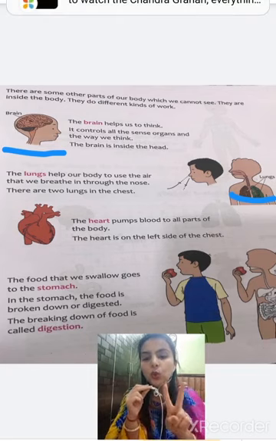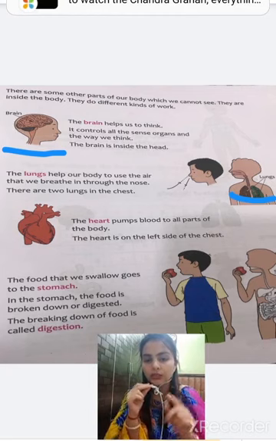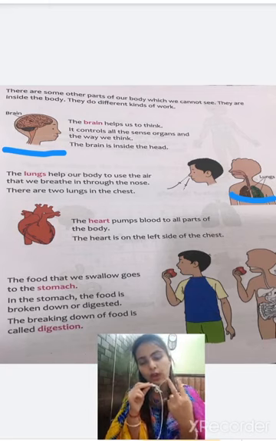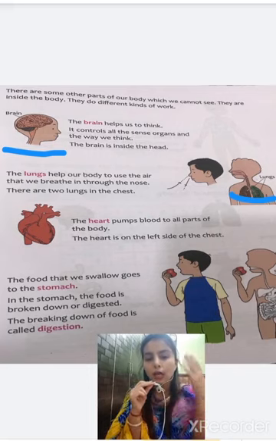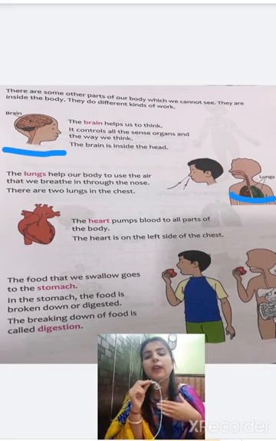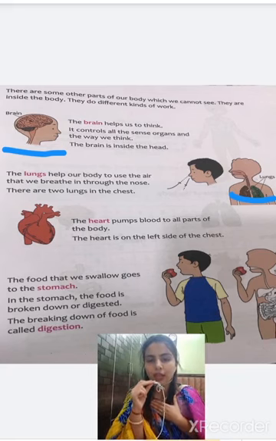There are 2 lungs. We have one brain and we have 2 lungs, which lie inside our chest. Our brain lies in our head and our lungs lie in our chest.